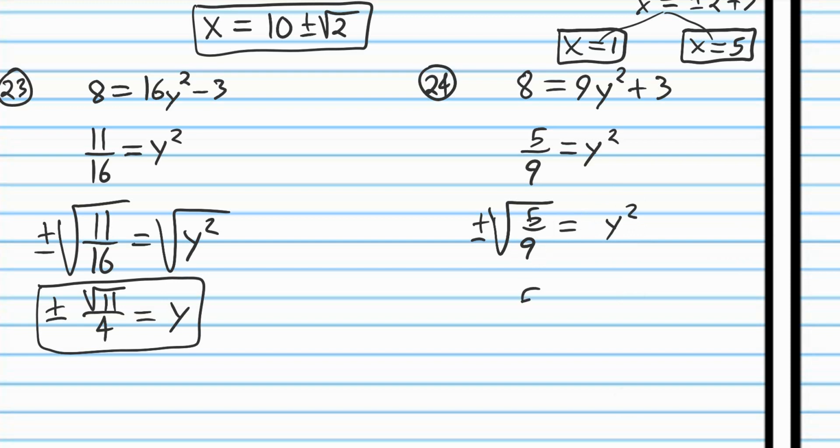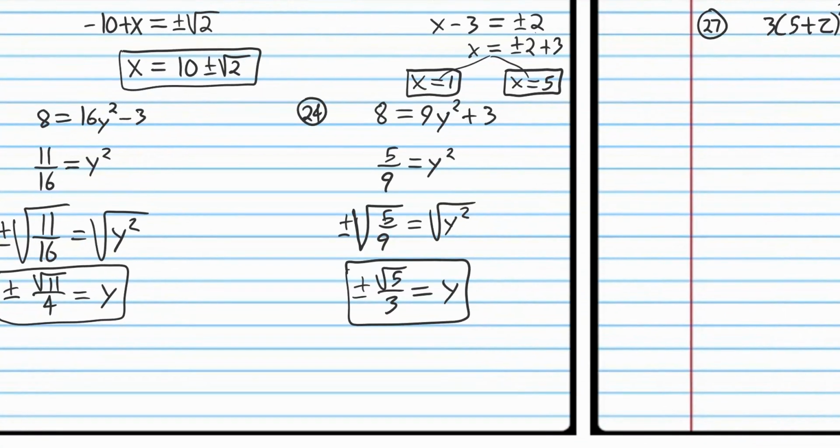A lot of students, they'll do a square root and they'll do something like this. That's not correct. It needs to go all the way down, or else it's going to look like you're only square rooting the numerator, and that would be incorrect. So make sure that goes all the way down. And we get y is equal to plus or minus square root 5 over 3. So if you got that answer, good job.